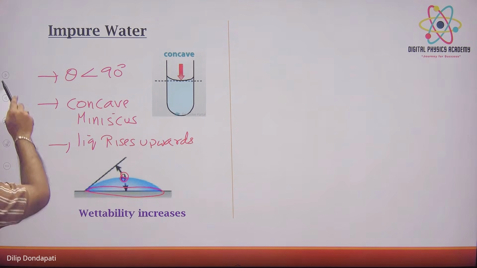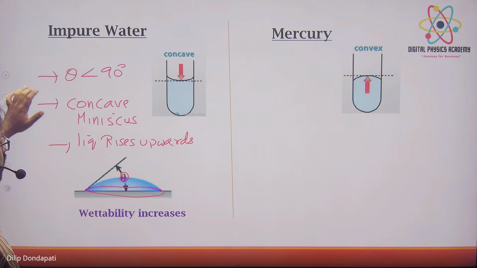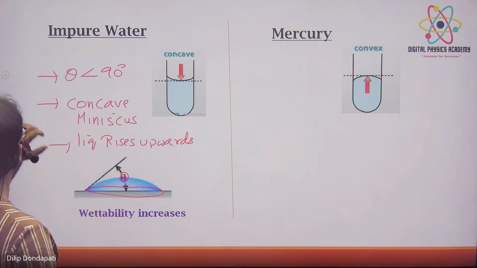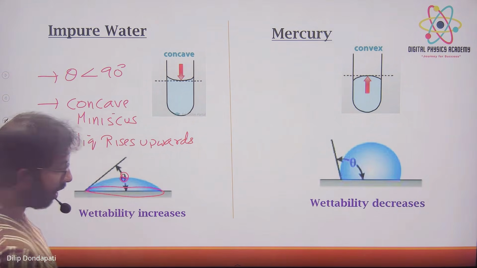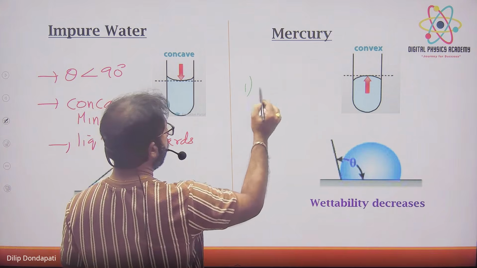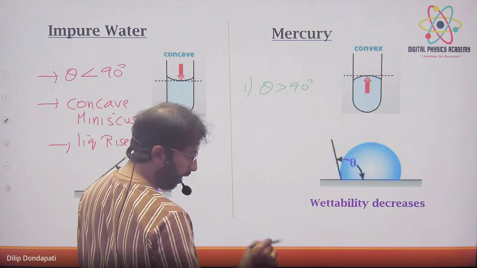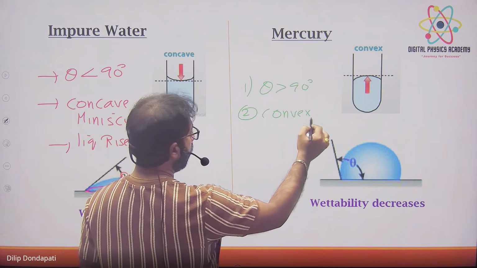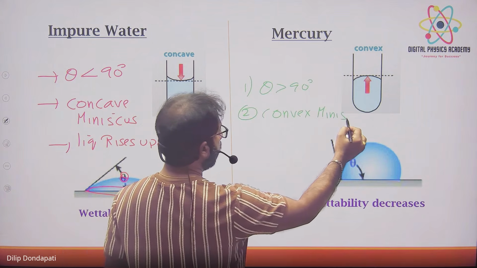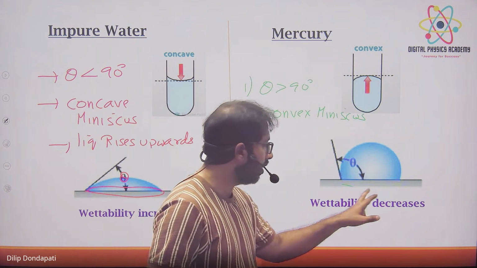And similarly for mercury, what are the things you know? Tell me. Theta, is it a convex meniscus? Theta is greater than 90 and the liquid level falls. The angle will be up to 135 degrees. The second one is convex meniscus. Always convex meniscus. And if I put a mercury drop, it will be a perfect sphere and wettability will decrease.